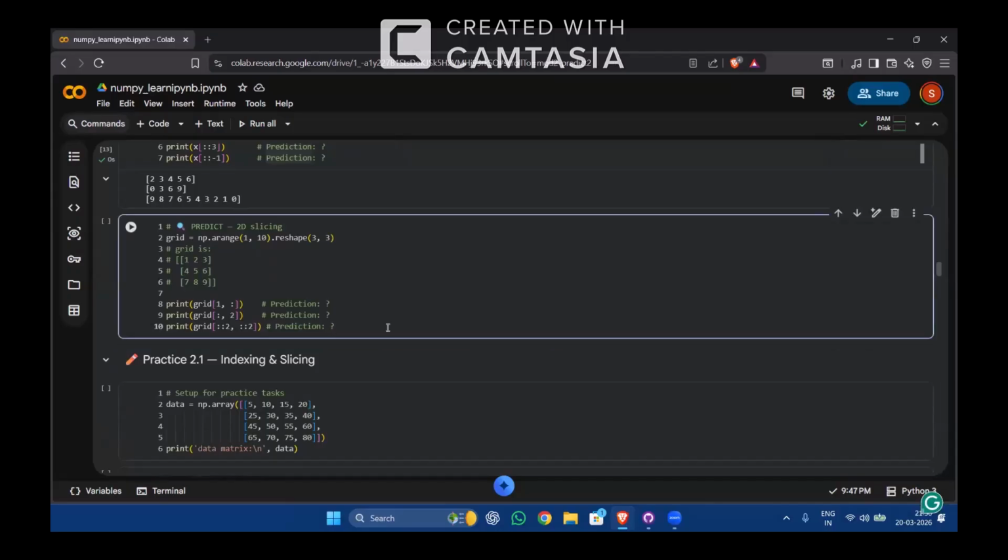There also, you can predict it. 1 comma colon. What does that mean? 1 comma colon: we have to take the first row, all elements in that. Try to execute it first, Amrita. Then relate your answers with it. Execute that part.